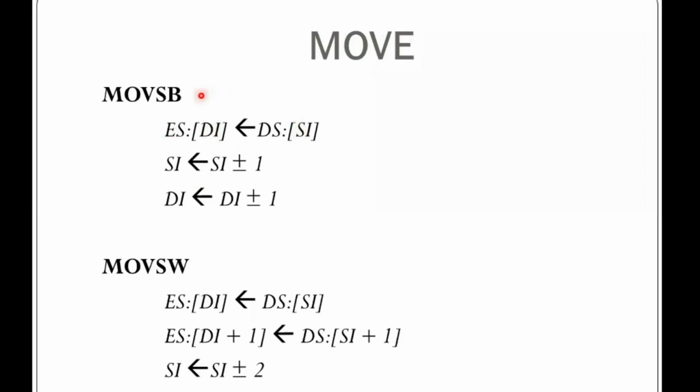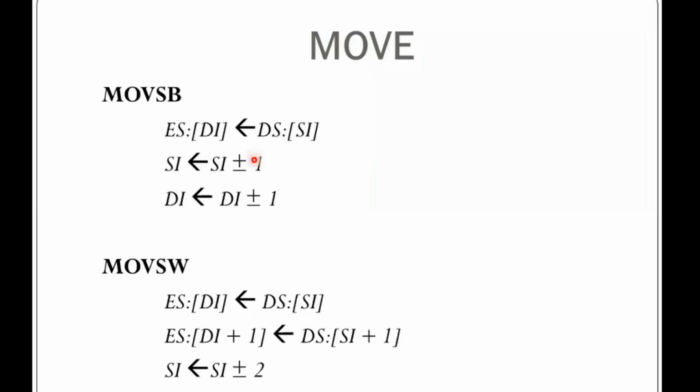Whenever you perform a transfer, immediately the source index will be incremented by 1 if direction flag equals 0. It depends upon the direction flag. In case you are going in the reverse direction of the string, then decrement of the source index will be done. It is either plus or minus. I hope you understand the point. In forward direction it is plus, in reverse direction it is minus.